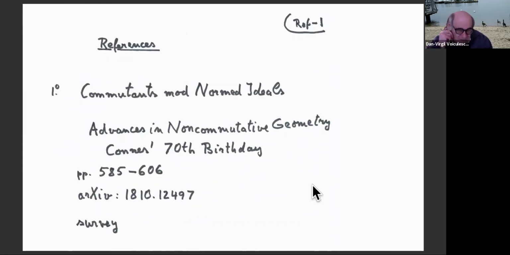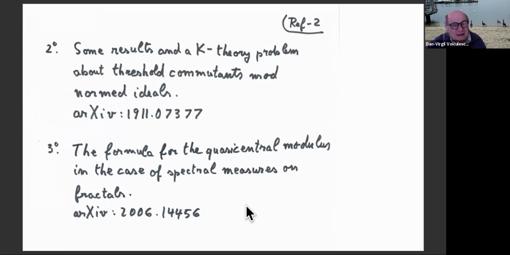And now about references. I had a survey, which appeared in the volume for Alain Connes's 70th birthday, where you can find many of these things. It contains most of the recent things, but not these things with the fractals and the manifolds. That's more recent. So you have here the survey and also connections to an earlier survey and other things.